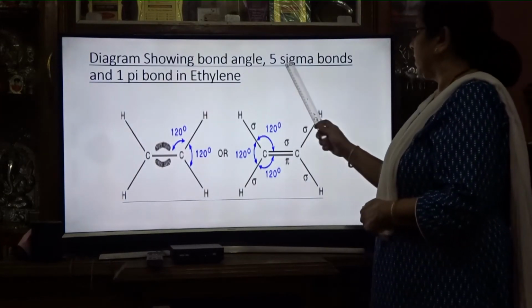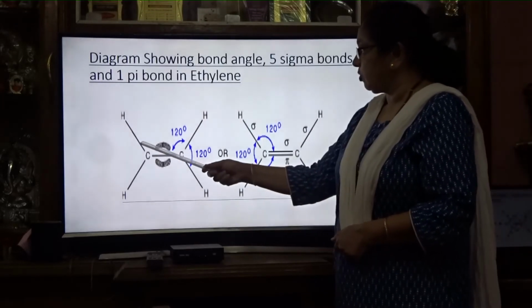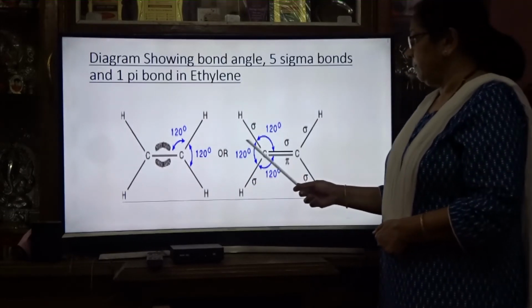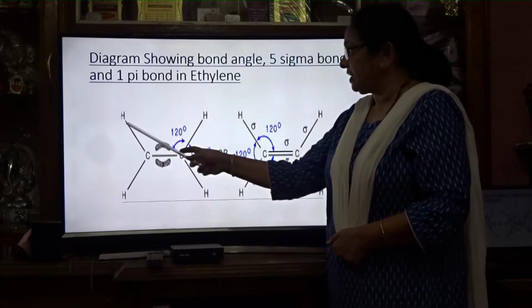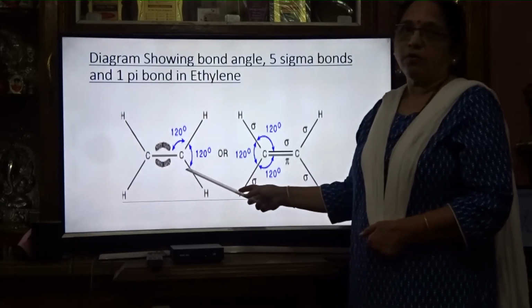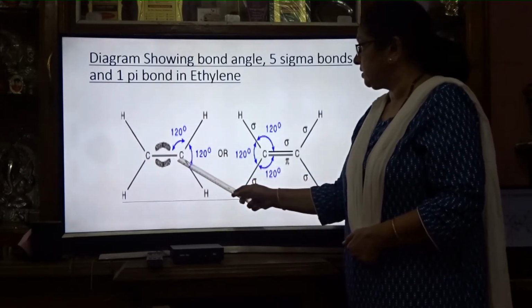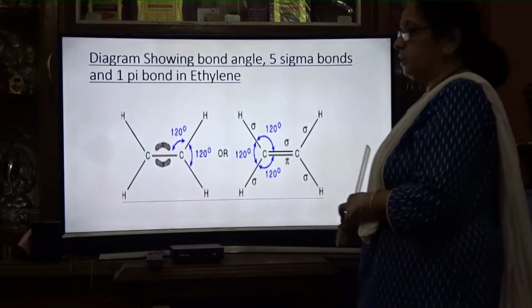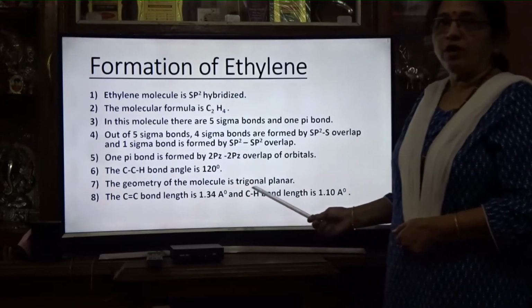Diagram showing bond angle, 5 sigma bonds and 1 pi bond in ethylene. So how many sigma bonds are there? 1, 2, 3, 4, 5. So 5 sigma bonds are there, and out of that 4 sigma bonds are formed by sp2-s overlap, that is the C-H bond, and 1 sigma bond is formed by C-C sp2 overlap. The HCC bond angle is 120 degrees. All the bond angles are 120 degrees. So here we will revise all the points.